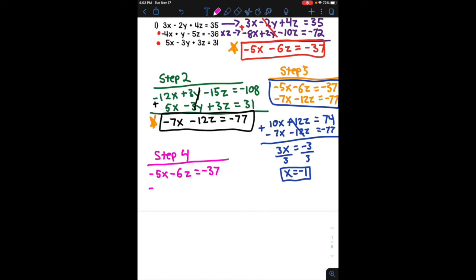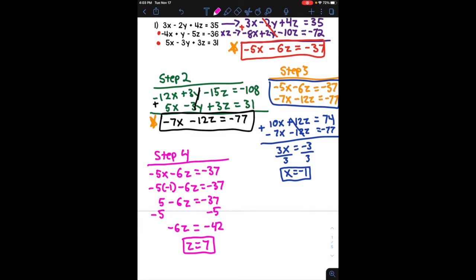We're going to get negative 5 times negative 1 minus 6z equals negative 37. As you can see, we only have z left over, so we'll simplify and solve. Positive 5 minus 6z is negative 37. We'll subtract the 5 over to get negative 6z equals negative 42, and get our z variable is equal to 7.